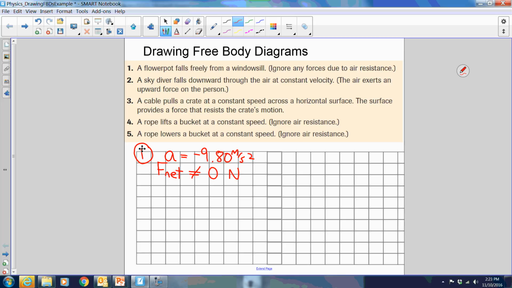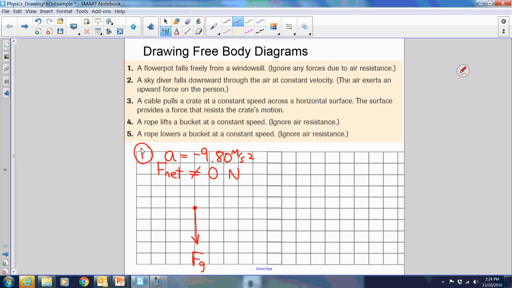But this flower pot is accelerating, so it must have a net force that's causing that. Well, the only force on it, if it's freely falling, is gravity. So this one's easy to draw. It's only one force. So it doesn't really matter how long I draw the force vector because I don't have another one to compare it to. I would just draw a vector pointing down to show that the force of gravity is downward.